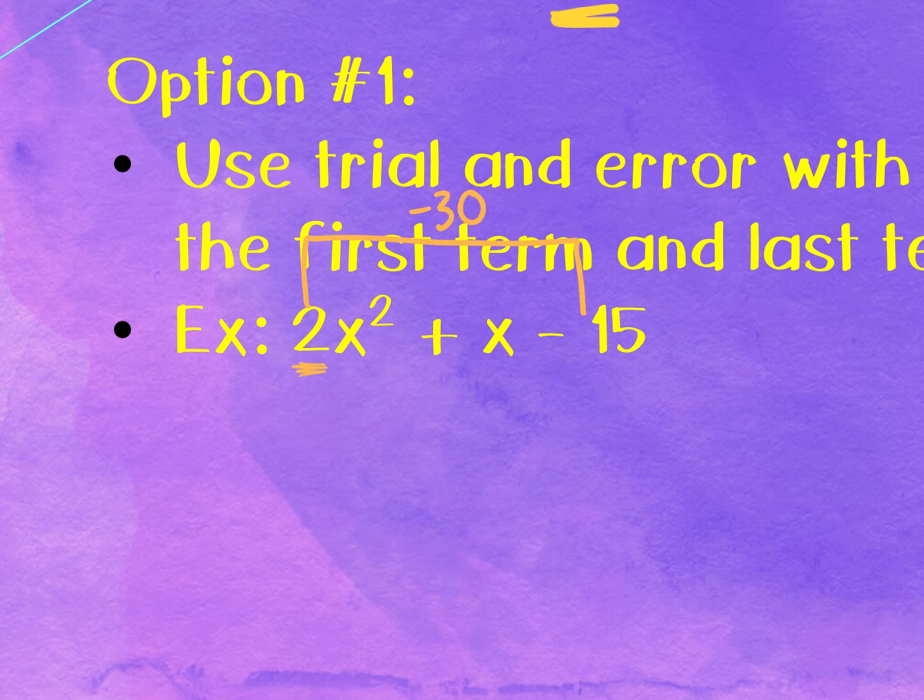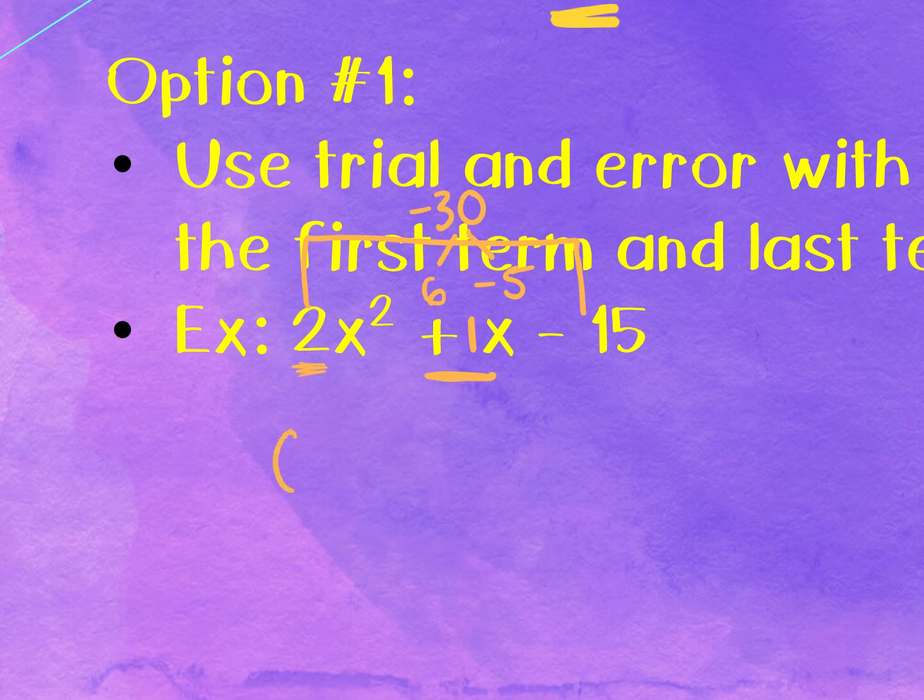Negative 30. Now we want to find 2 factors of negative 30 that add to our middle term. If I don't have a number there, what number do I need this to add to? 1. So what are 2 factors of negative 30 that add to 1? Well, what's 1 plus negative 30? Negative 29, so that doesn't work. 6 and negative 5, perfect. Because 6 times negative 5 would be negative 30, and 6 minus 5 would be positive 1.